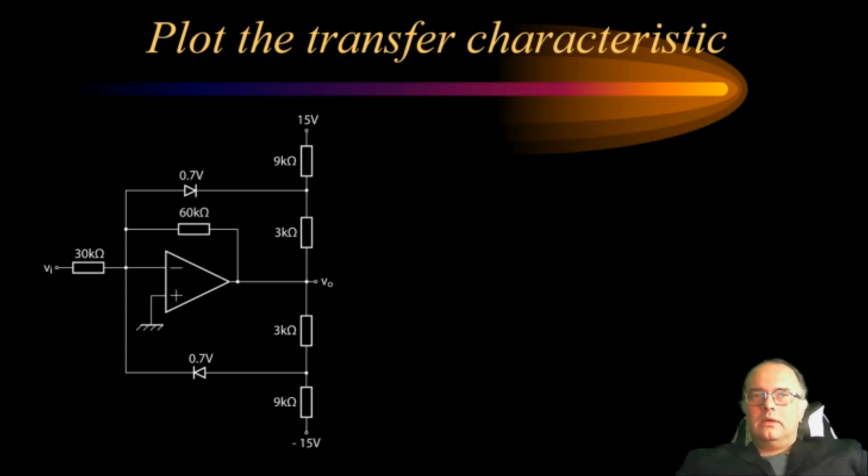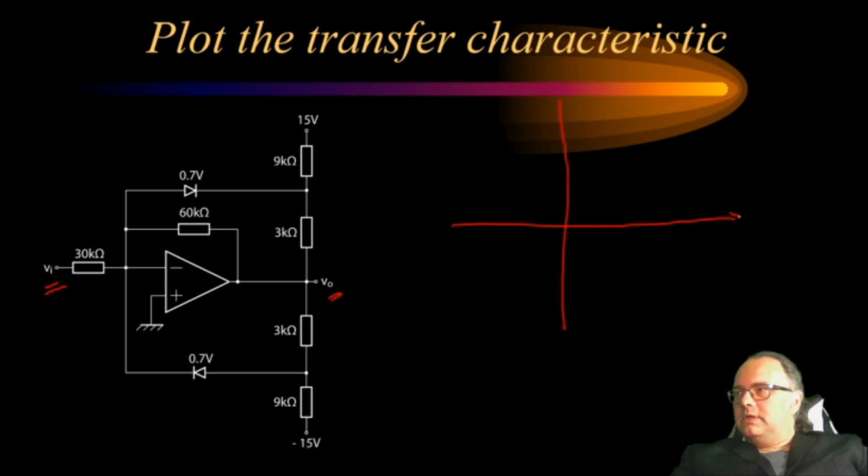Hi, my name is Georgi Raduf, and I want to consider this question, which asks us to plot the transfer characteristic of this circuit. So the transfer characteristic is the relationship between the output voltage and the input voltage. So if I plot it here, what will be the relationship between output and input?